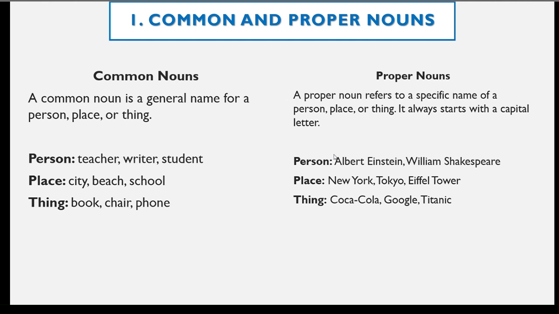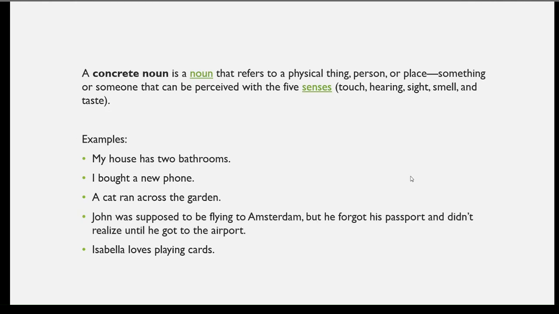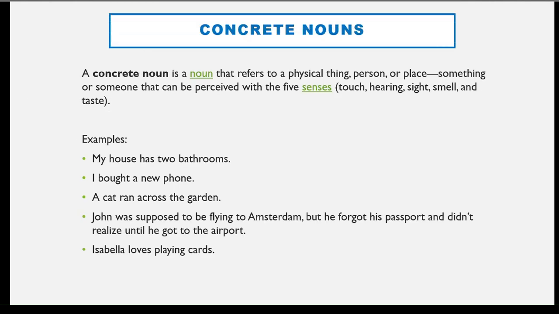Here we have Albert Einstein, William Shakespeare, person, New York, Tokyo, Eiffel Tower, places, Coca-Cola, Google, Titanic, thing. We see that every word begins with a capital letter. So make sure you write it right. Okay, here we have a third one.